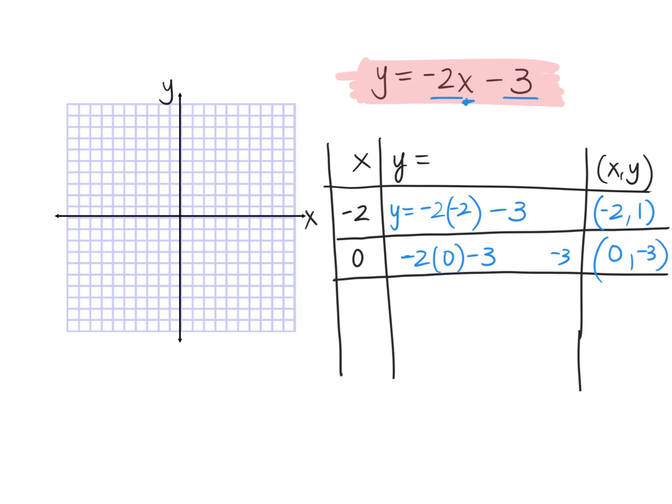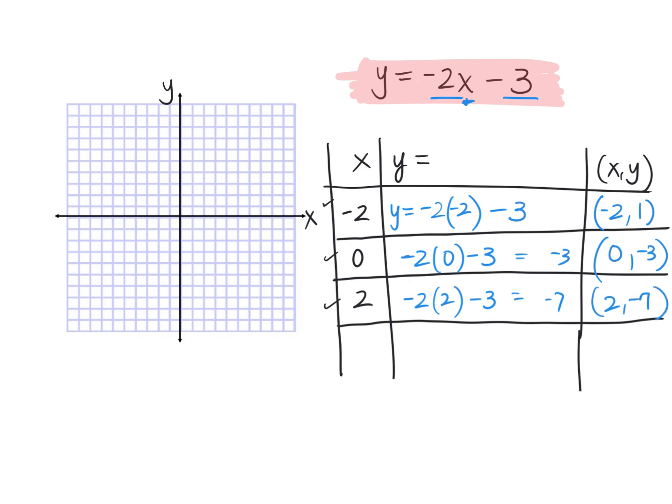All right, my next one that I'm going to choose, I'll choose +2. So again, I chose a negative point, 0, and a positive point. All right, so again, I'm going to plug in 2 this time. So -2 times 2, and then -3. So I get -4, take away 3 is -7. Okay, so I end up with 2 comma -7.